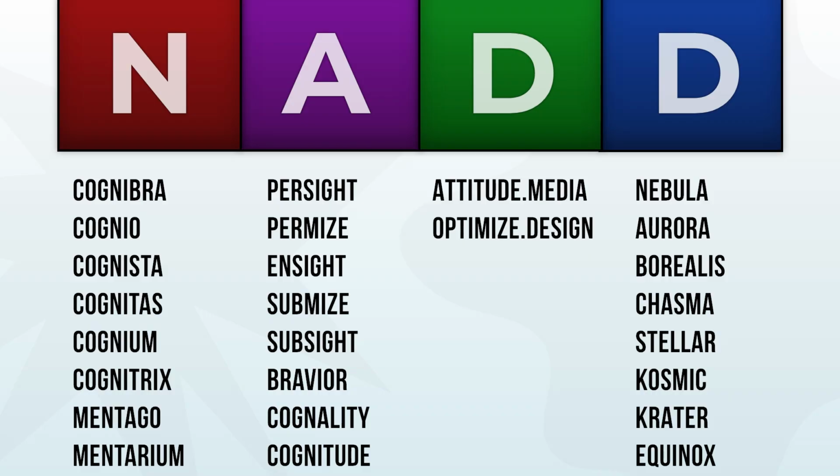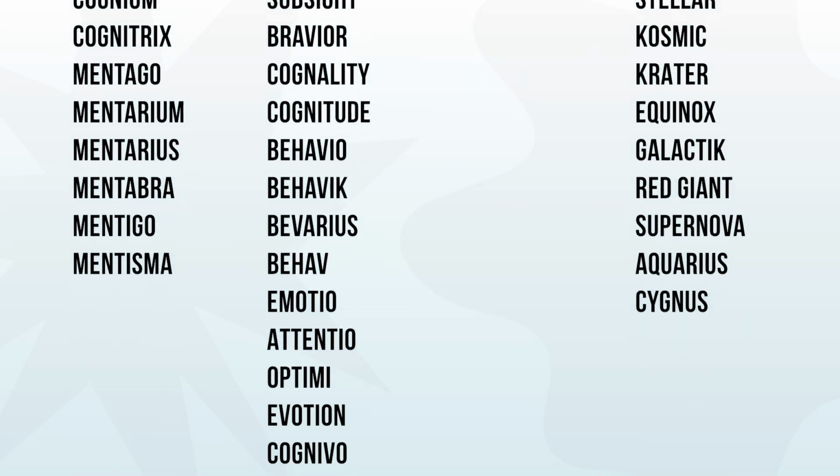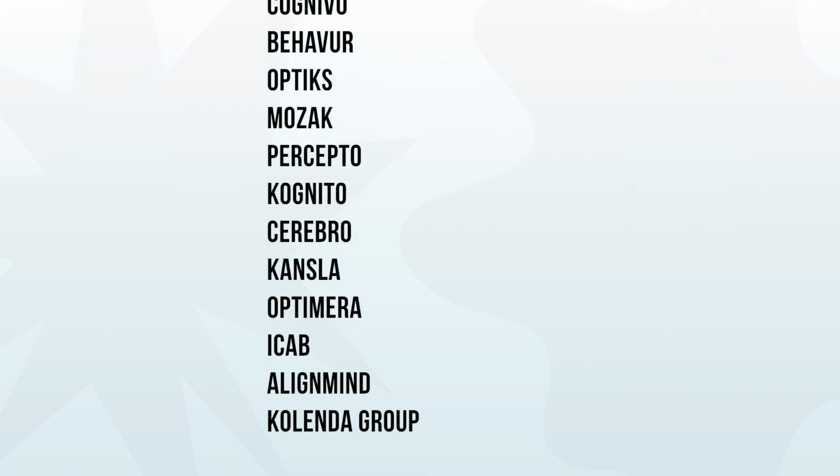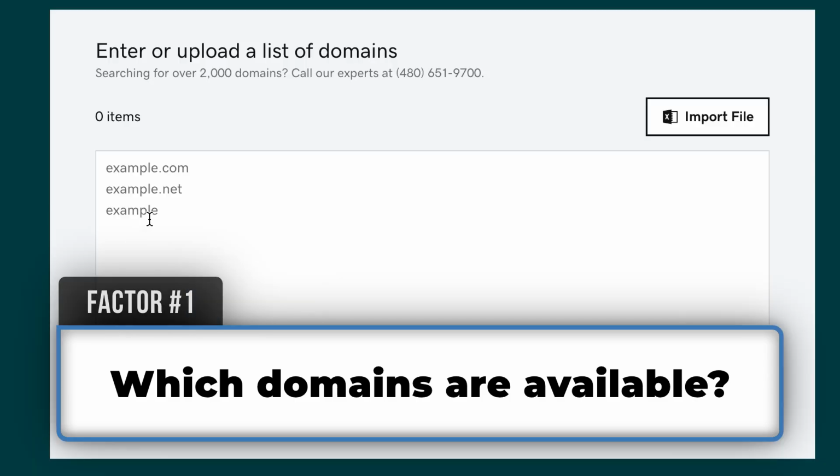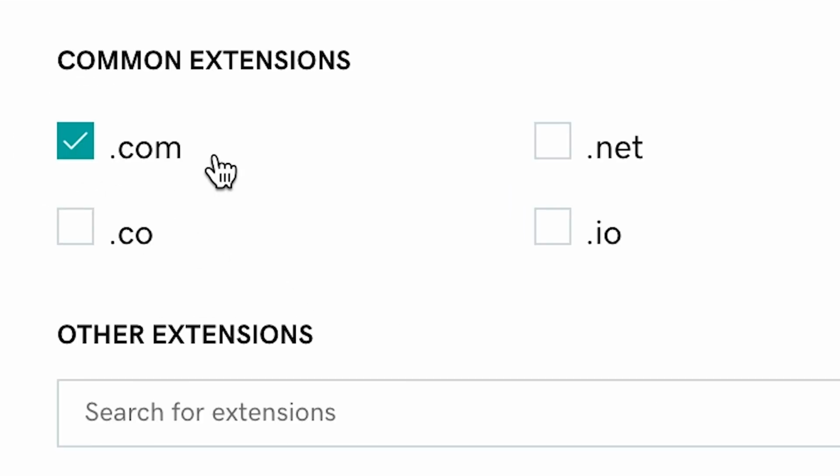At this point, we've generated names in all of these 4 types, so step 4, we need to find the best name among this list. So here are some factors to consider. Which domains are available? I'll copy these names into a domain tool, and I'm going to look for the extensions .com and .io.